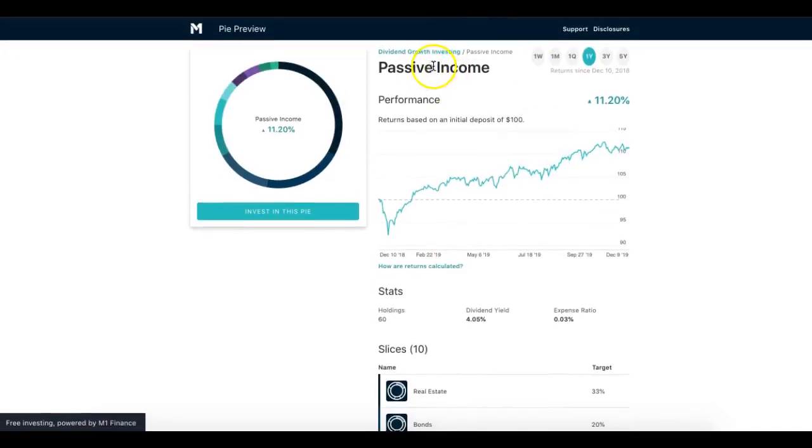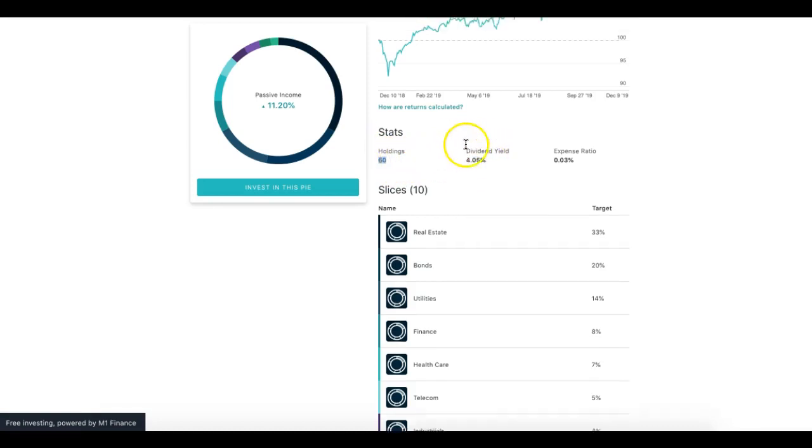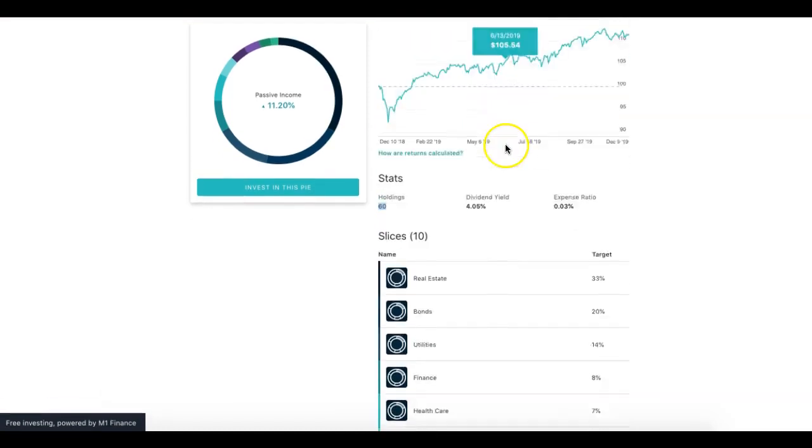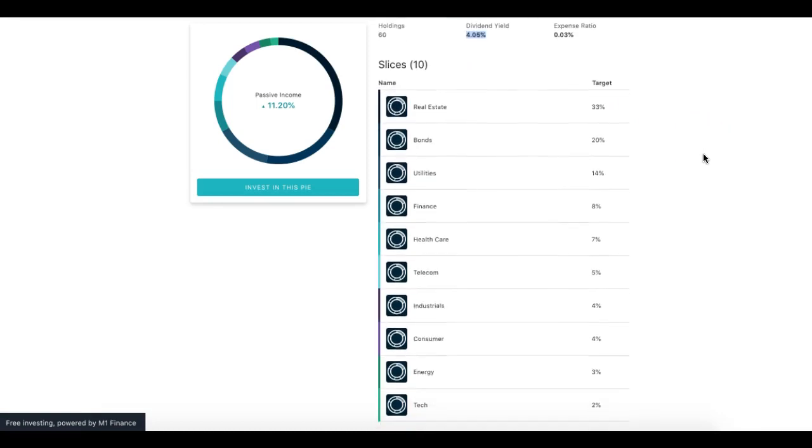So when we click on the passive income section, as you can see, it has 60 holdings. This is the dividend yield, so that means how much interest I'm making on all these companies and the total amount of money that I have in there. So let's say you have $100,000 in this portfolio, you'll be earning 4% of that on a yearly basis.